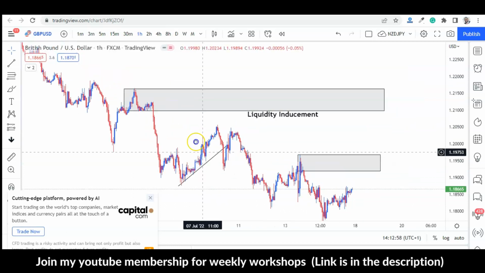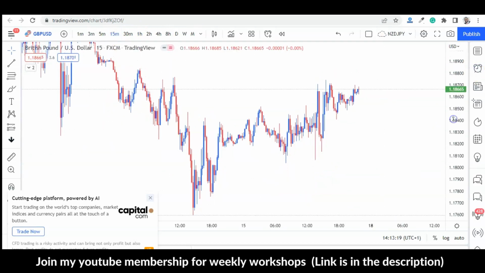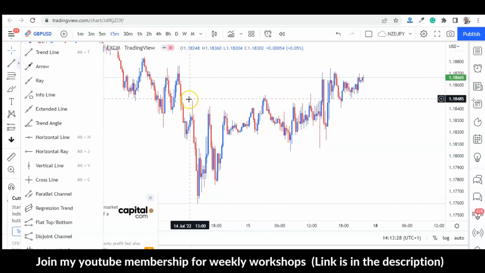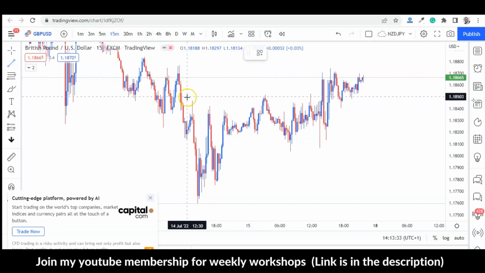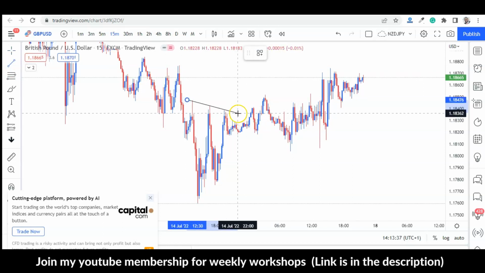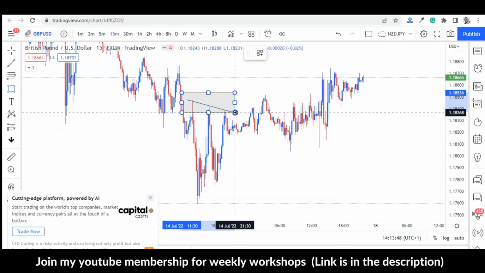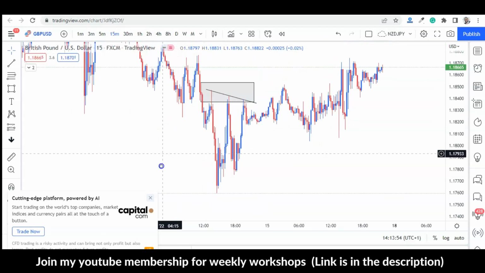So if we go to this 15 minutes chart, for example, we have this push down. Then the market engineered liquidity around these areas here, inducing you and I to sell. As a smart money trader, you are going to be involved in this at the first touch, because this is your supply zone. So when price came in there, what happened?